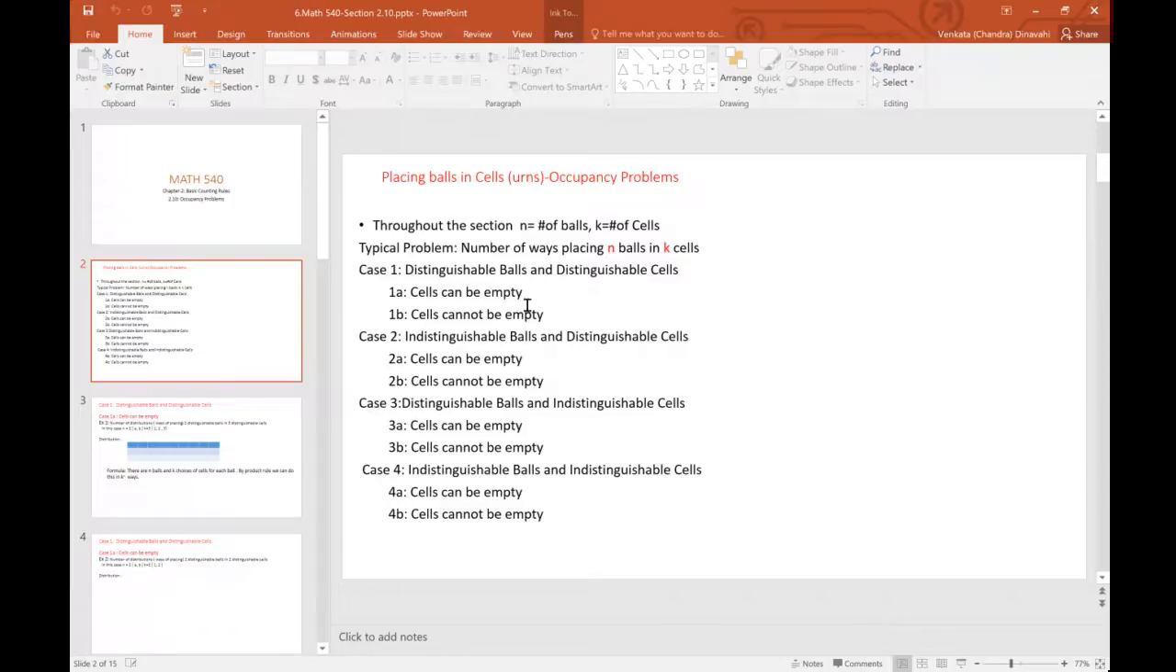And each case can be further subdivided into 2 categories, whether you want those cells to be empty or you don't want any of the cells to be empty. So those are 4 bigger cases, and each bigger case has 2 sub cases in the middle. Okay, I will start with an example. Let us start with case 1.